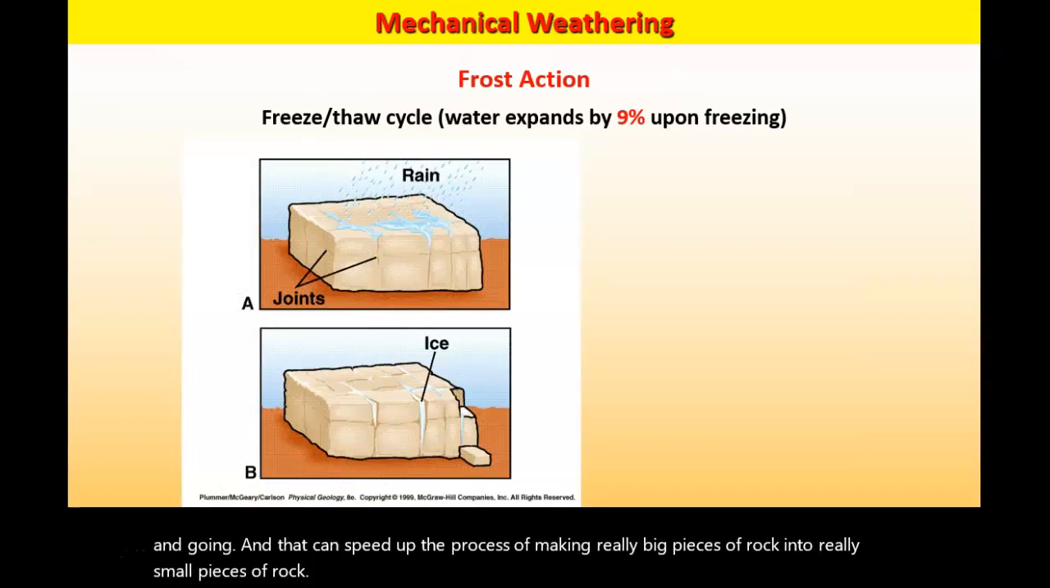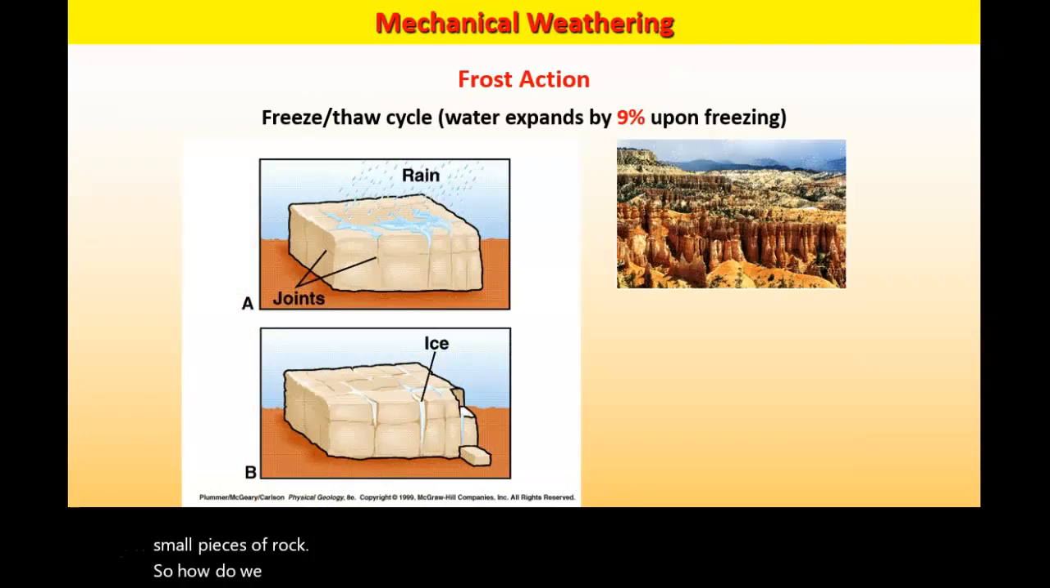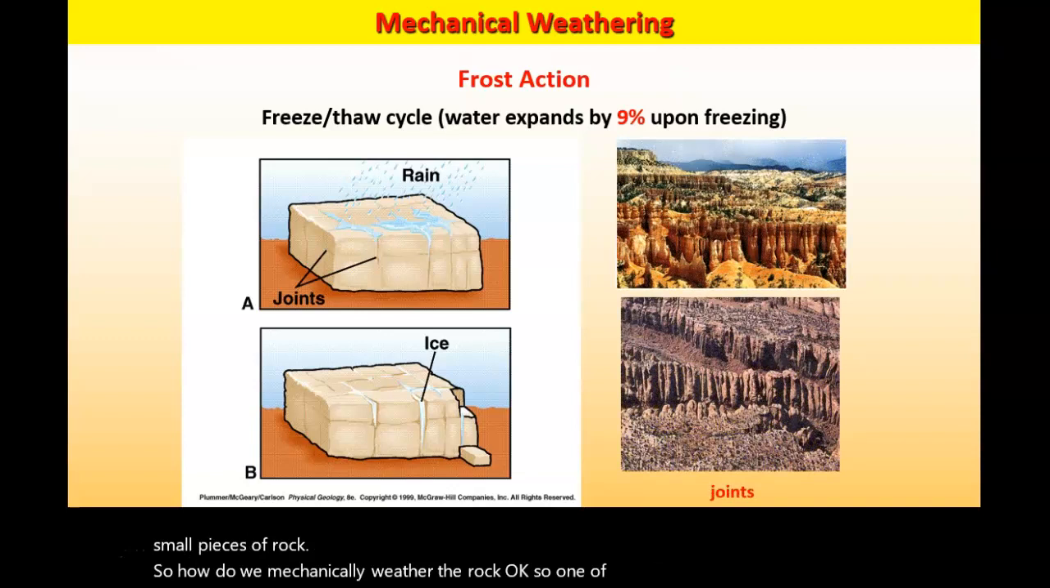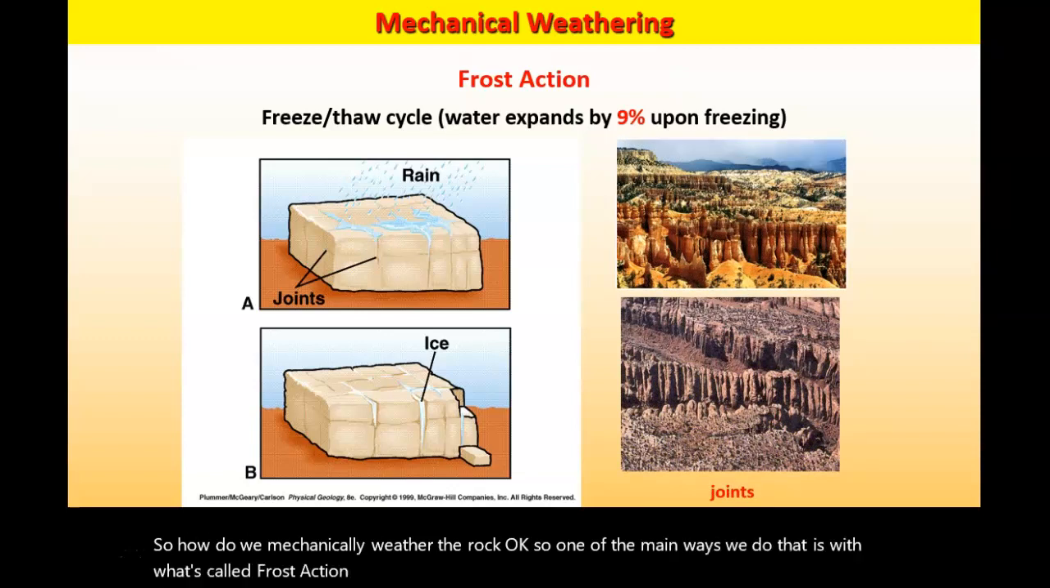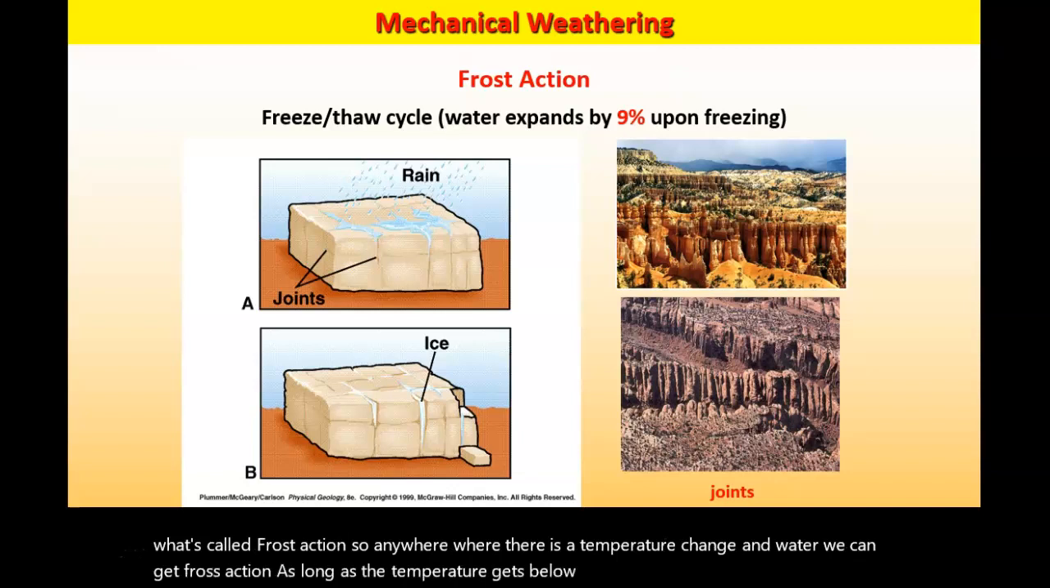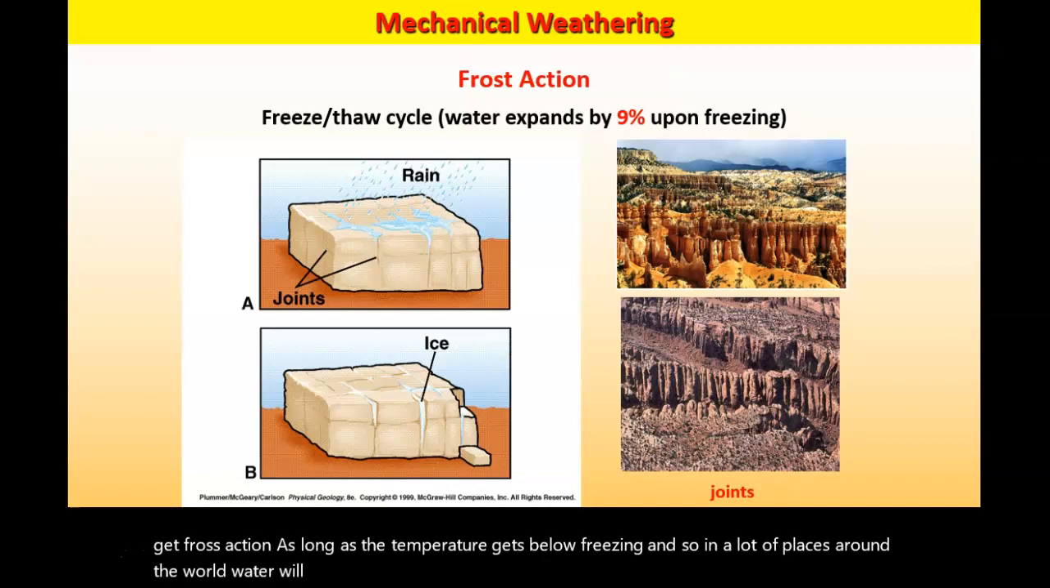So how do we mechanically weather the rock? Okay, so one of the main ways we do that is with what's called frost action. So anywhere where there is a temperature change and water, we can get frost action as long as the temperature gets below freezing. And so in a lot of places around the world, water will move into small cracks or fractures in the rock and freeze. And when it freezes, it expands. This is the property of water.